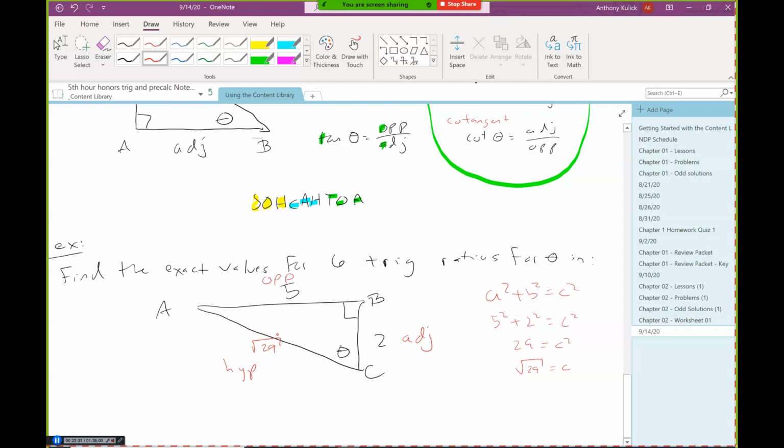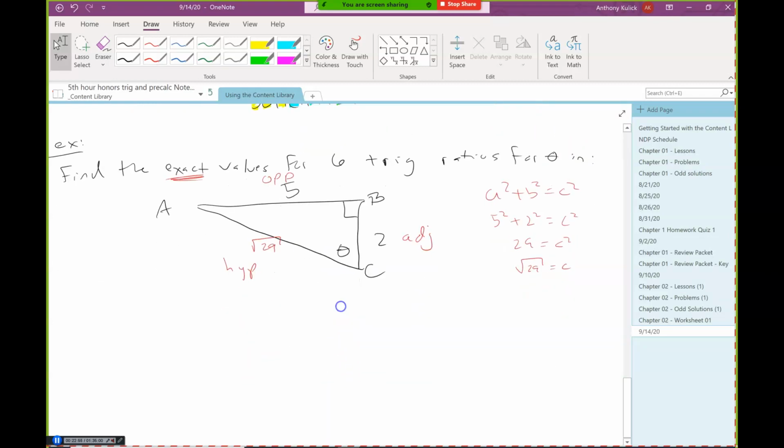And because the problem is asking for an exact value, I'm not going to convert the square root of 29 into a decimal. I'm just going to leave it as a radical. Is everybody okay with what I did here? Okay.